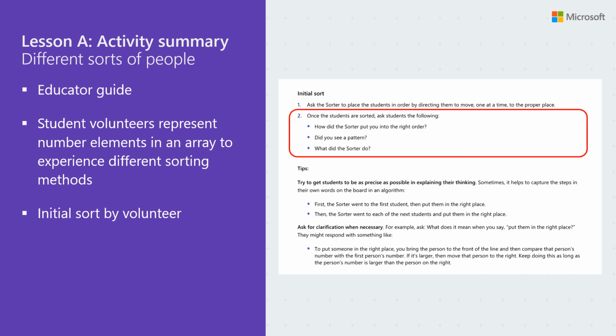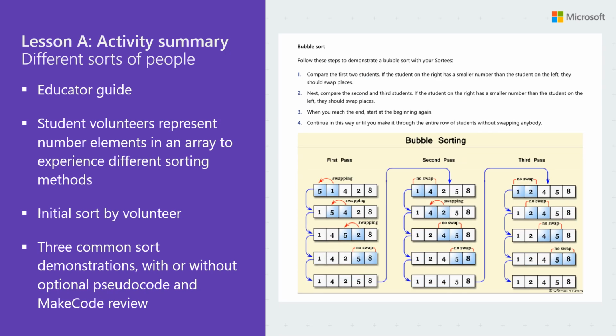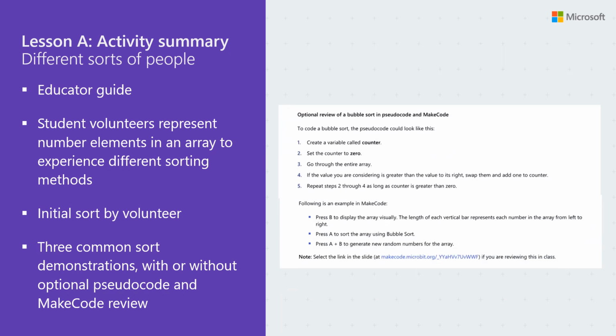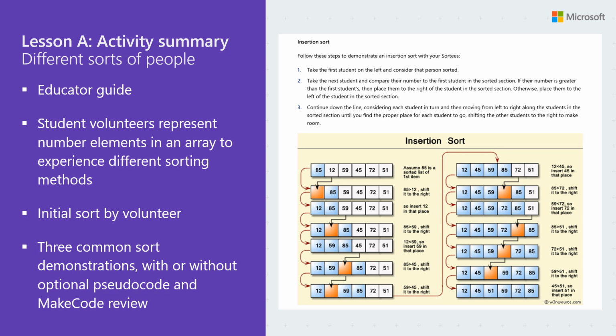Now the next part of the activity is going to demonstrate each of these three common sorting methods. So you'll start with bubble sort by following the text instructions or the provided diagram. And then depending on your preparation decisions, you might decide to review the pseudocode and MakeCode examples in class, and then you'll use the same approach to demonstrate the steps of a selection sort and an insertion sort. But those are the three basic sorting algorithms: bubble sort, insertion sort, selection sort.